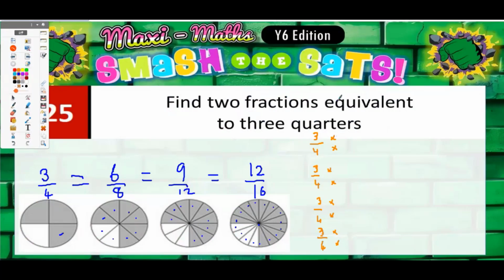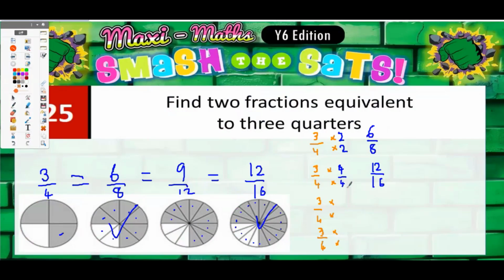So if you were to times both of these numbers by 2, 3 times 2 is 6, 4 times 2 is 8. That's that one there that we've got right there. If you were to times both numbers by 4, 3 times 4 is 12, 4 times 4 is 16. So you've got 12 16ths, which is that one there. But you can times by anything. It doesn't just have to be what the pictures we've got here.